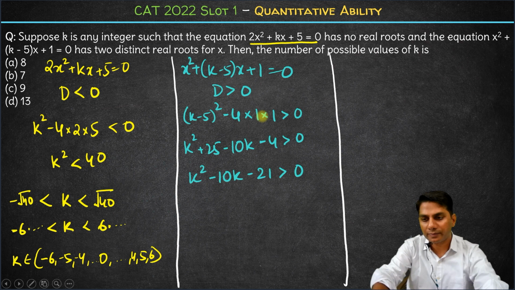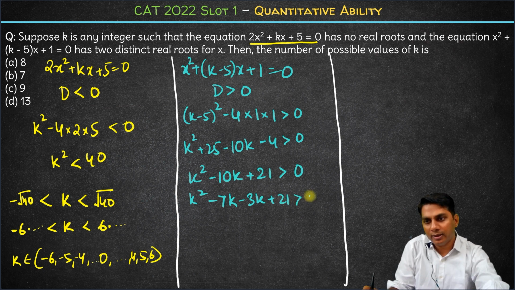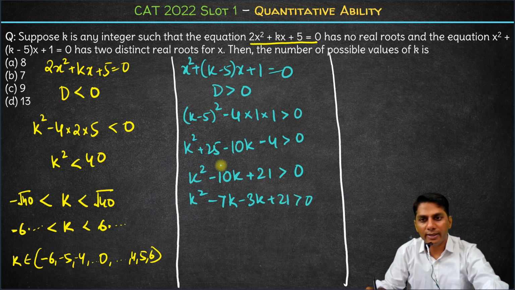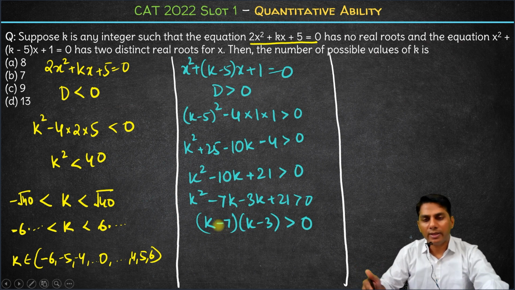Okay. Sorry, this will be plus 21 actually. Right? 25 minus 4 is plus 21. So now this can be factorized as, the middle term minus 10k can be written as minus 7k minus 3k plus 21. Basically the two numbers whose product is 21 and sum is minus 10 are minus 7 and minus 3. So once you split this and factorize it properly, you'll get (k minus 7) into (k minus 3) is greater than 0. So this comes from inequalities.